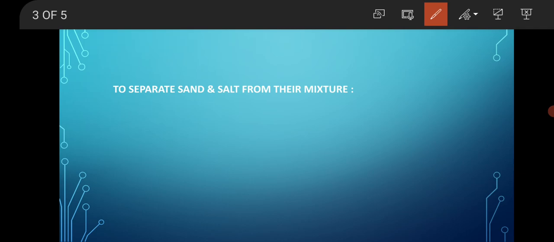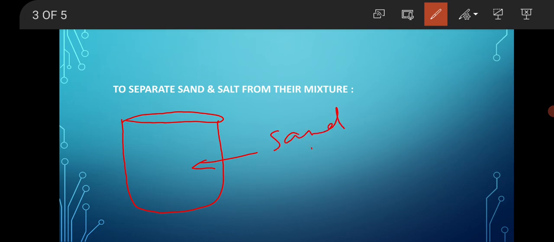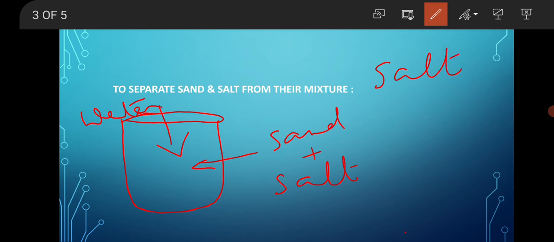So for separating sand and salt from their mixture, we should take here the mixture of sand and salt. Then we have to add water. So what we will see is that the salt will dissolve in water.